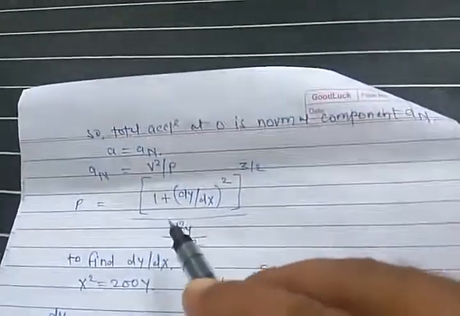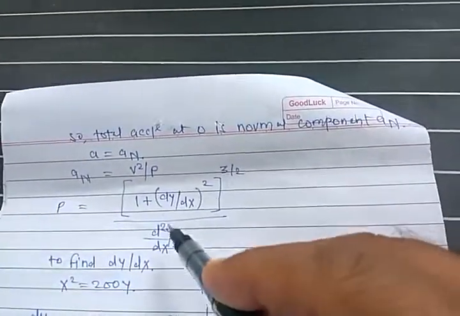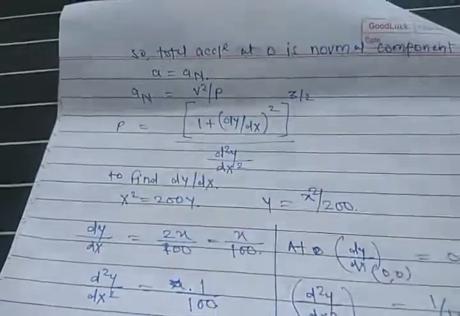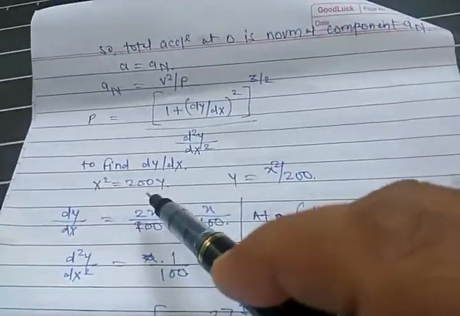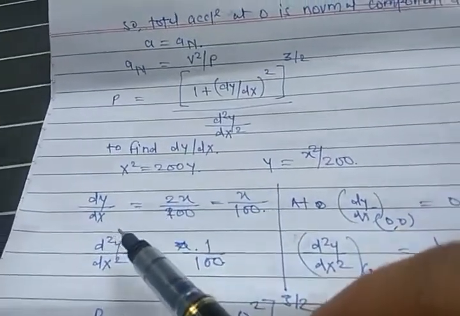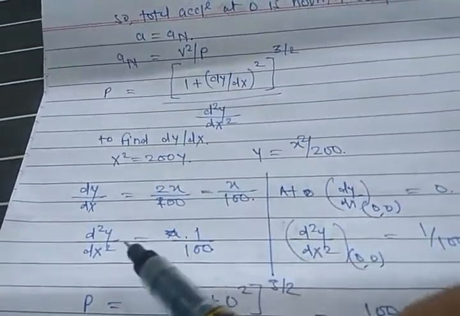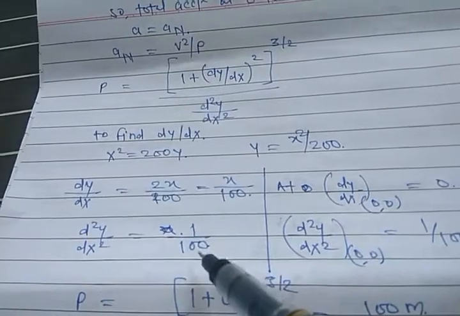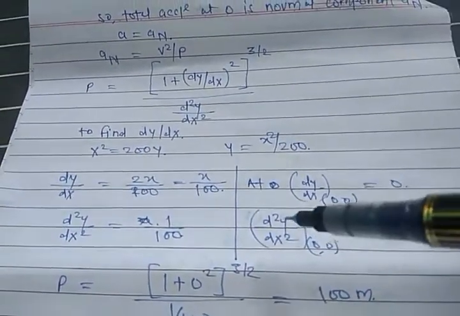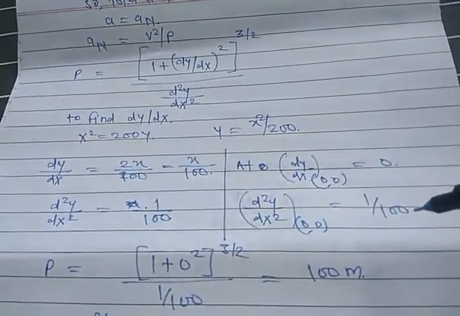An is equals to v square by rho. Rho is 1 plus dy by dx bracket square whole to the power 3 by 2 upon d2y by dx square. So let us find it. We know x square is equals to 200y, so y is equals to x square by 200, dy by dx is x by 100, d2y by dx square is 1 by 100. So dy by dx at 0,0 is 0 and d2y by dx square at 0,0 is 1 by 100.